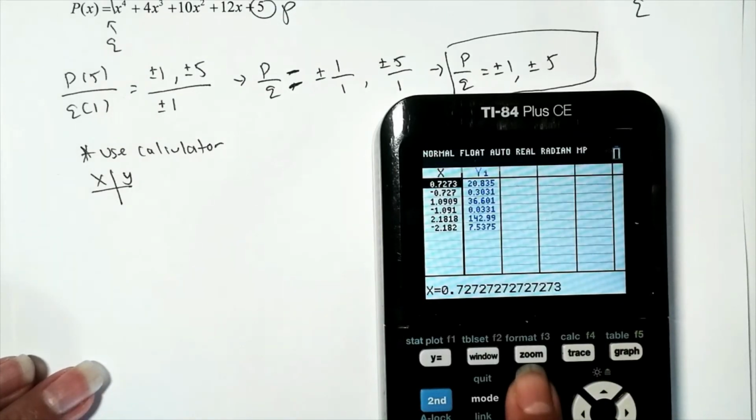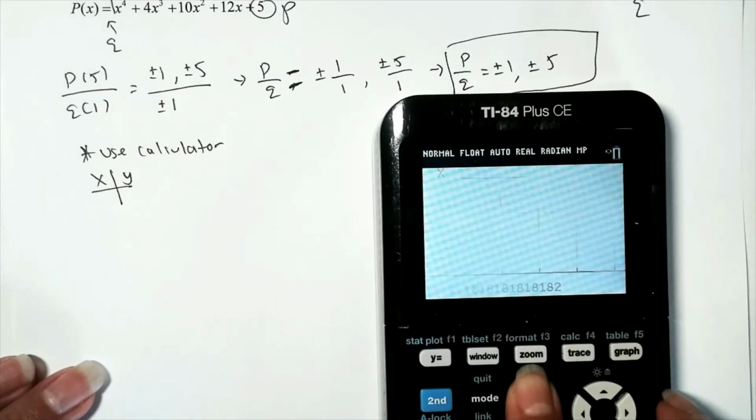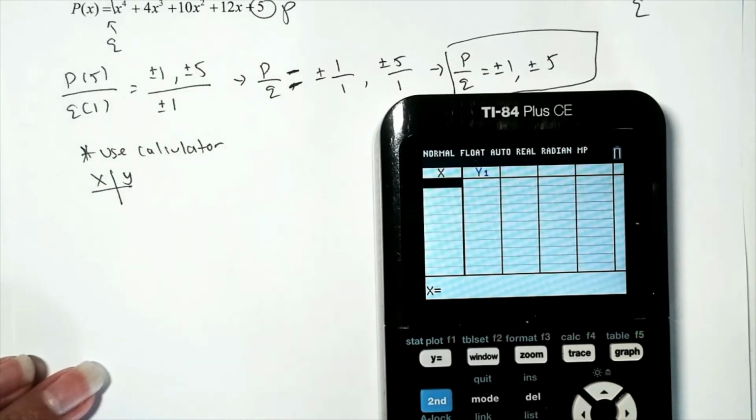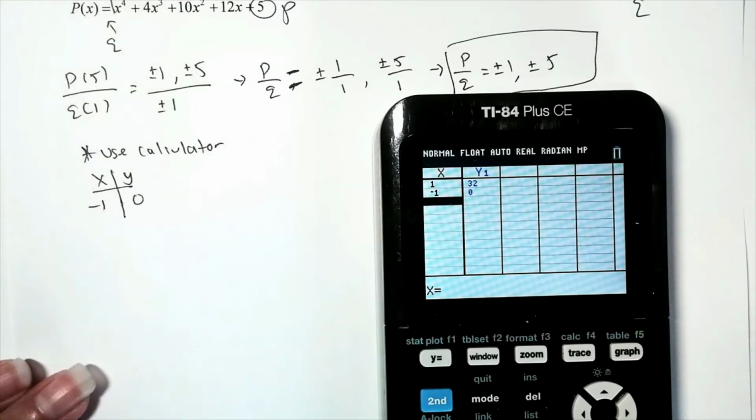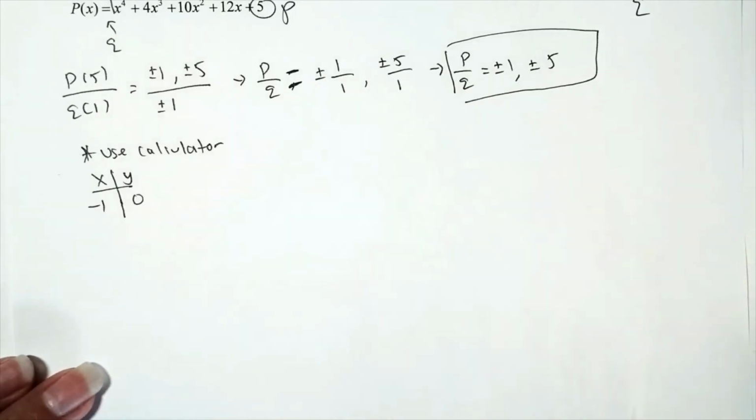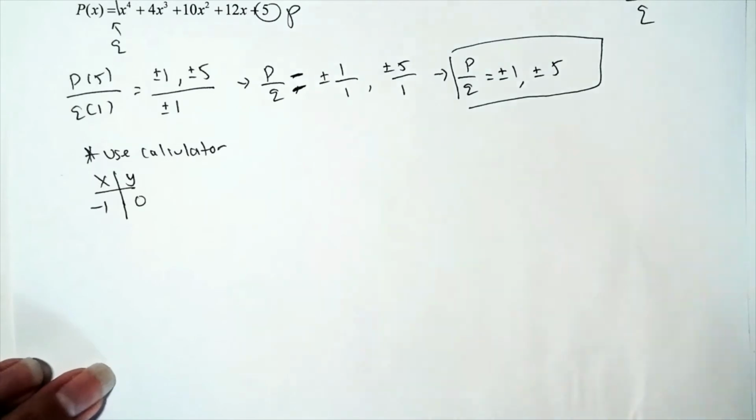Let me delete it, and let's test out our 4 possible rational zeros, starting with 1. Is 1 a 0? Oh yeah, I know it's not. Is -1 a 0? Yes. So -1 is a 0. Okay, how about 5? Is 5 a 0? No. Is -5 a 0? No. Okay, so in this case we have that -1 is a 0.